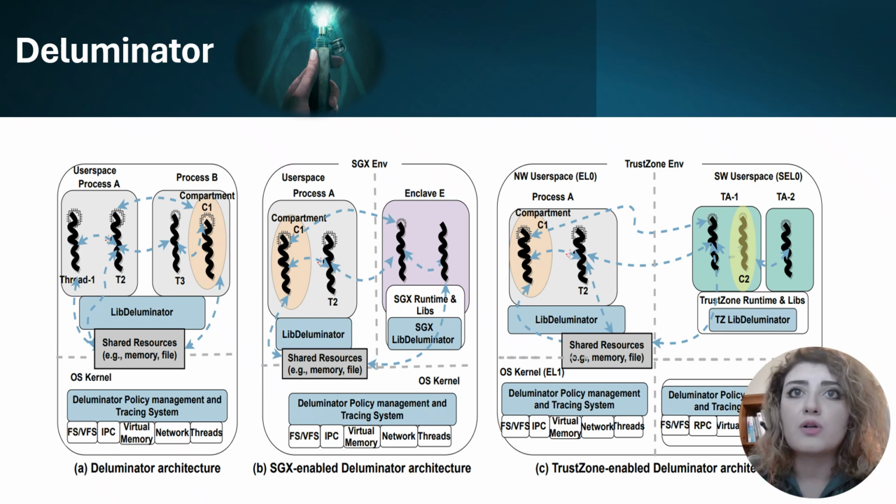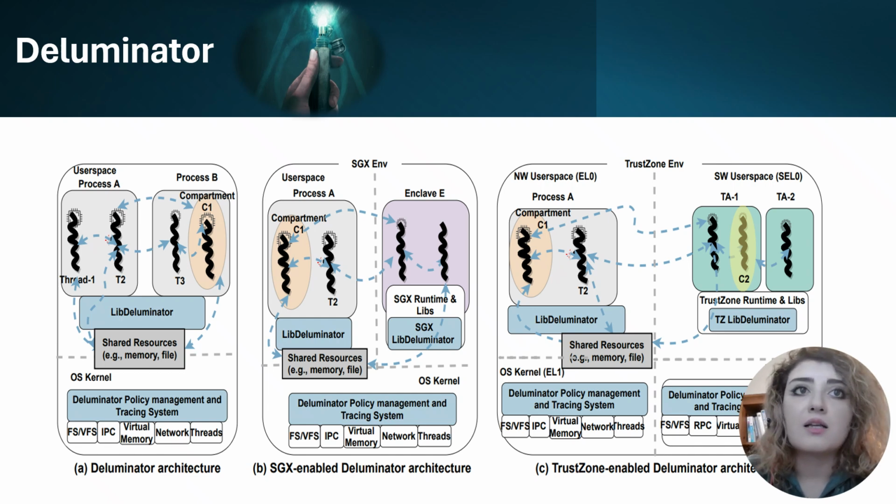We also have similar policy management and tracing systems that we implemented in the kernel, inside the TrustZone environment, and also inside the SGX driver and SGX SDK. So to enable Deluminator, these components, the policy management and tracing systems, should be ported. We describe the tracing systems in more detail in the paper. This should be inside that trusted execution environment or compartmentalization based system.